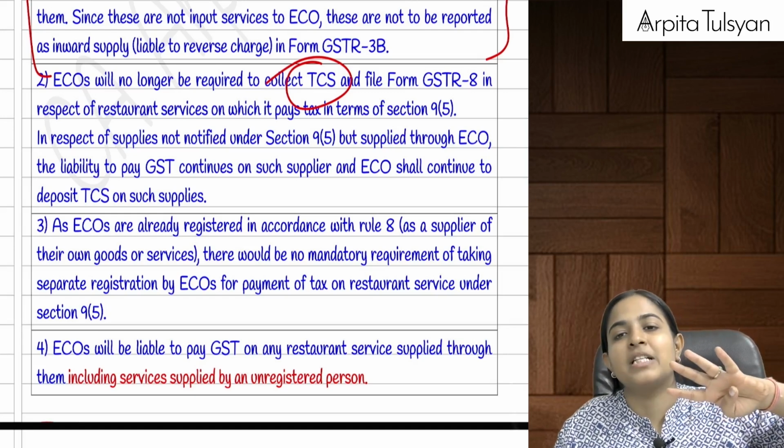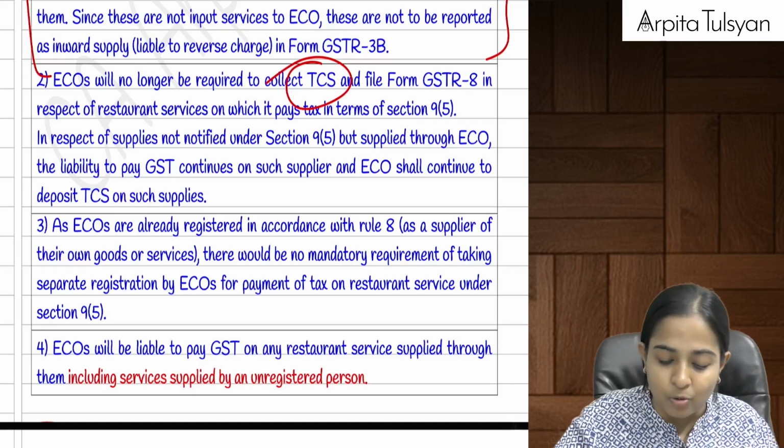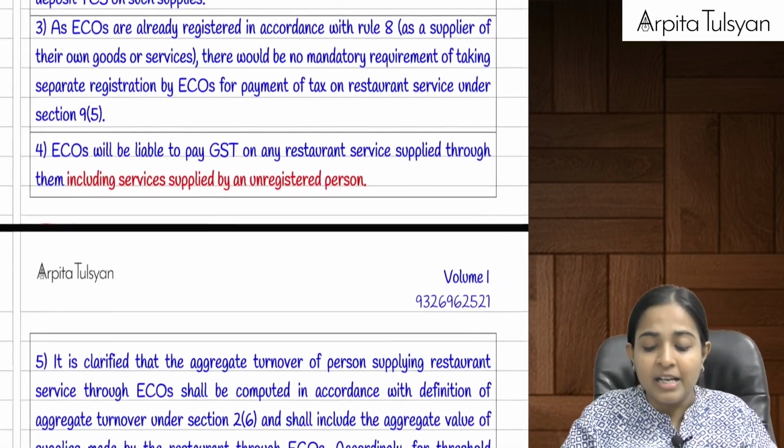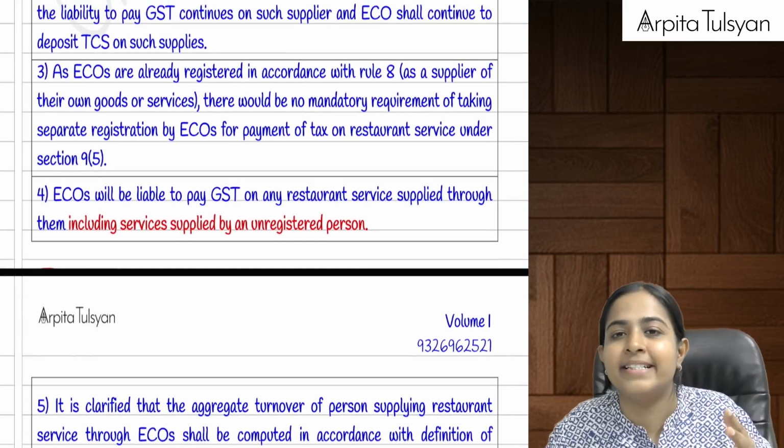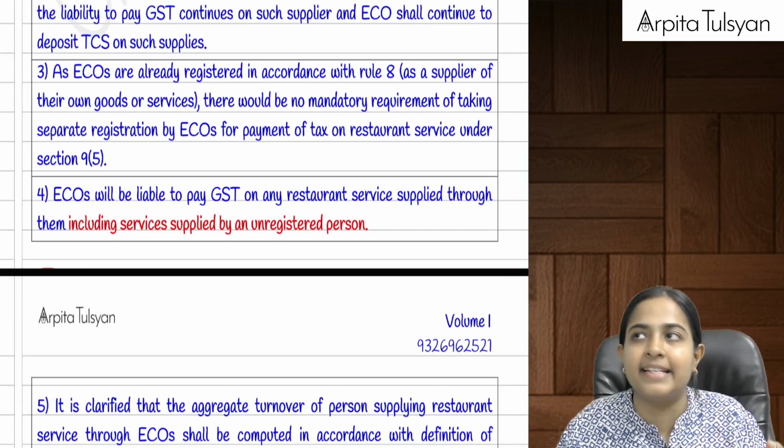If 9(5) provisions are applicable, then the ECO is not responsible to collect any TCS in respect of the same. Are you clear with this? Acha, can we say ECOs are anyway registered under GST? Okay, we'll study it again in the registration chapter.